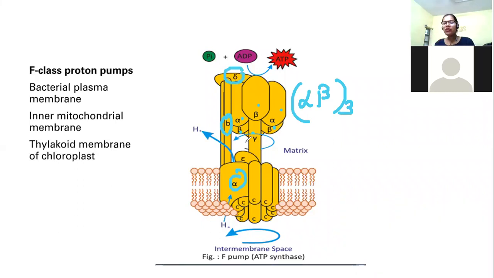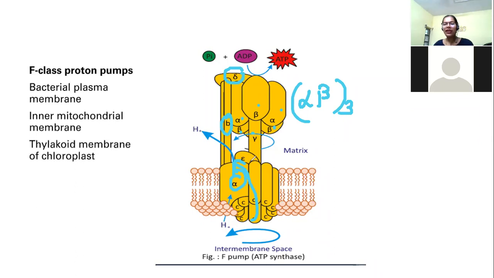Okay, so when H plus is going from intermembrane space to matrix, passing through this channel, what is happening that time? It is generating an electrochemical gradient, right? Now this is sufficient to rotate your ATP synthase. So what is happening? It is rotating. Now this rotation leads to ATP synthesis.